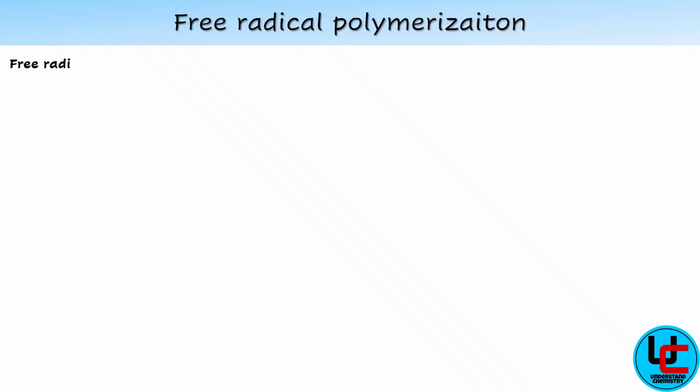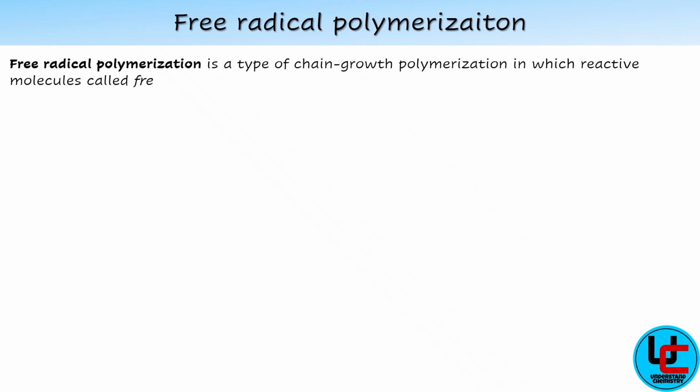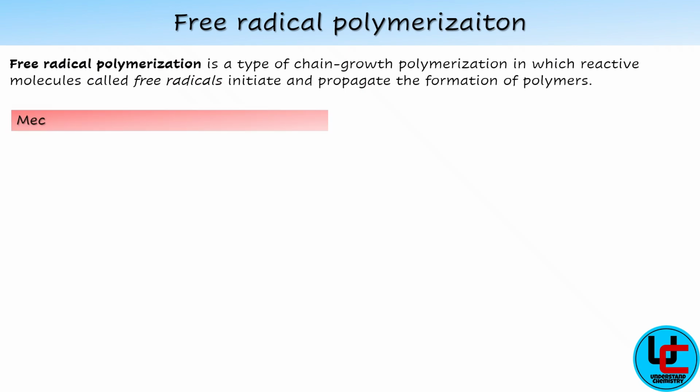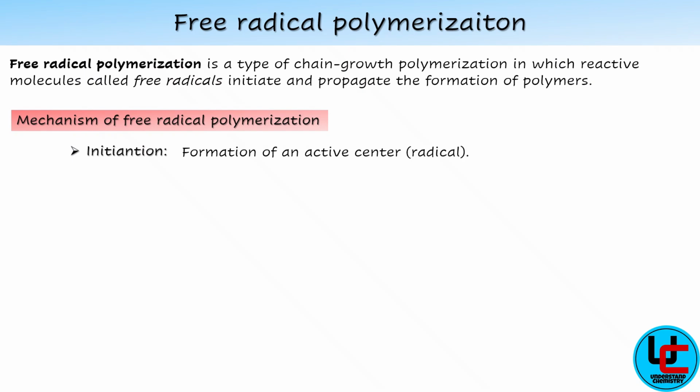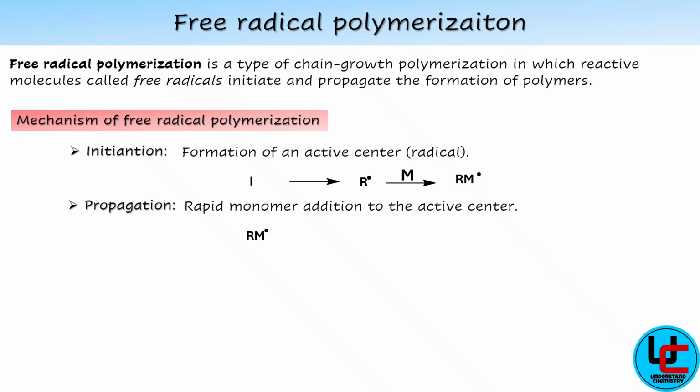Free radical polymerization is a type of chain growth polymerization in which the reactive species are radicals. These radicals initiate and propagate the polymerization. The general mechanism of free radical polymerization consists of three steps: initiation, propagation, and termination. The initiation step consists of two steps: initiator decomposition, where an initiator is decomposed to produce radicals. In the next initiation step, these radicals attack the monomers to initiate the polymerization. In the propagation step, the radical adds more and more monomers one after another. This repetitive process builds a long polymer chain, represented in this equation as RMn radical.